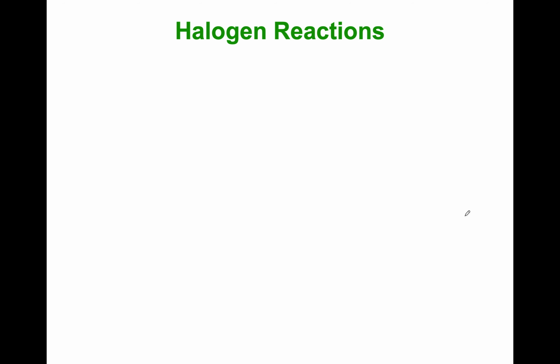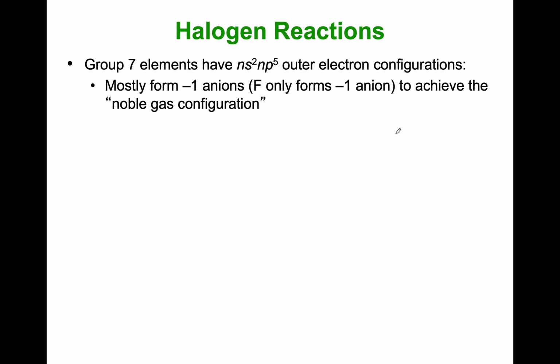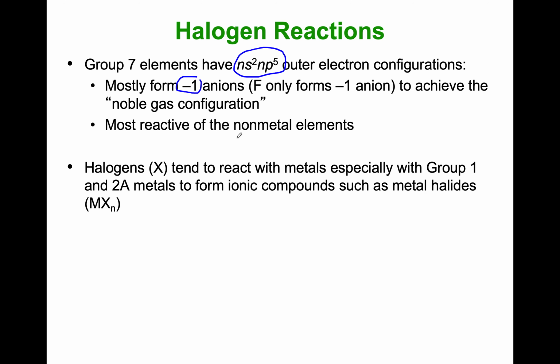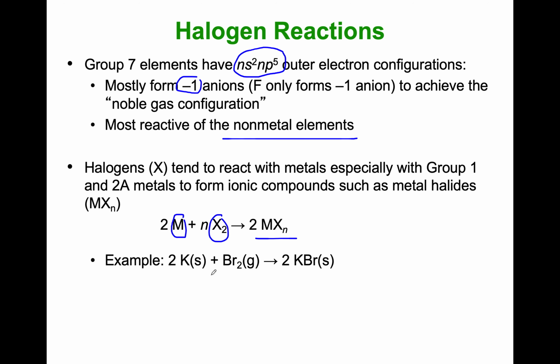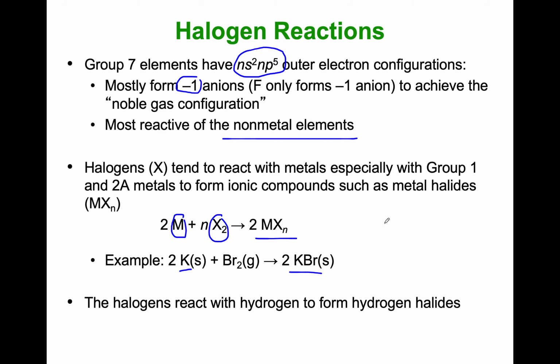And the last one are the halogens. So some of these are going to look familiar. Electron configuration, 1 away. That means it wants to gain 1. And they're the most reactive of nonmetals. Typically, we think of metals being really reactive. This is nonmetals that are also reactive. And you look at this, metal reacting with a halogen, just like what we saw slide before, forming the ionic compound. So if it's an alkali metal, that gets to potassium bromide. If it was a calcium, it would be CaBr2. So that's the reaction of halogens.